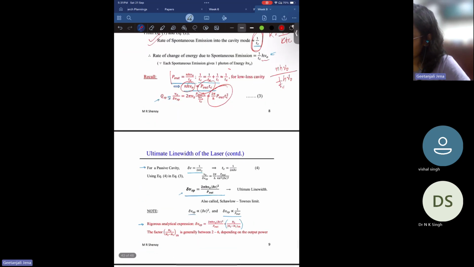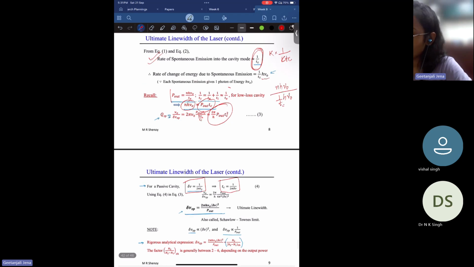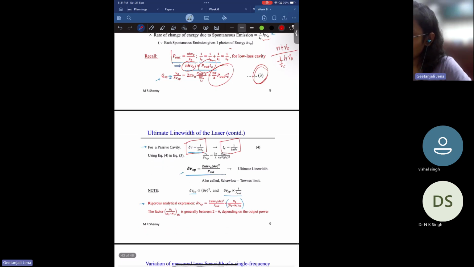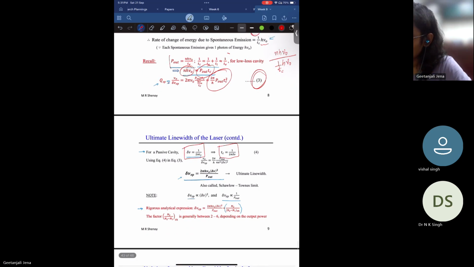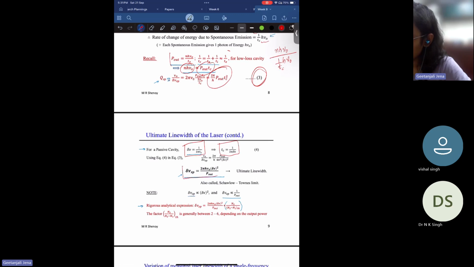So these are the QSP for the spontaneous emission. And delta nu is 1 by 2 pi Tc. That means Tc is 1 by 2 pi delta nu. And if you take nu 0 and delta nu SP that we have calculated using equation 3 and put it in, then what you will see is that delta nu SP is given by this term. This is the ultimate line width of the system.